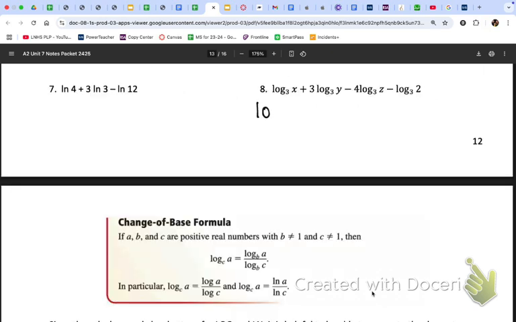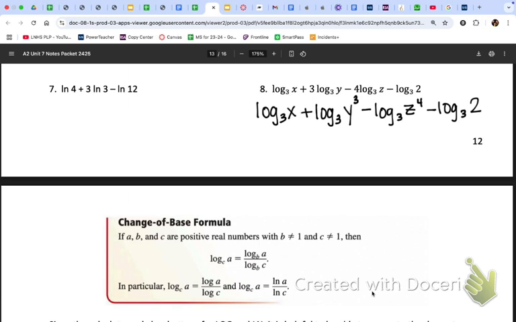Number 8 would be log base 3 of x plus log base 3 of y to the third minus log base 3 of z to the 4th minus log base 3 of 2. Is that what you have? Oh, whoops, I did that too weird. Big 2. Okay, you work left to right in pairs.